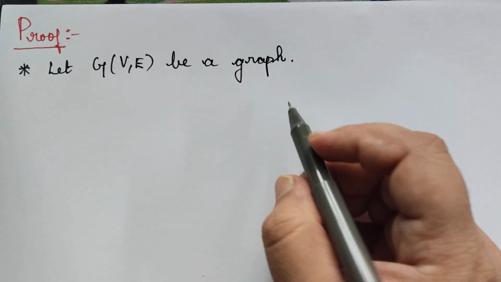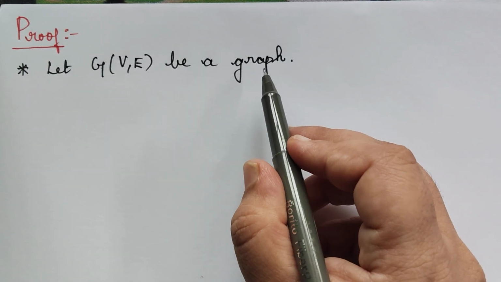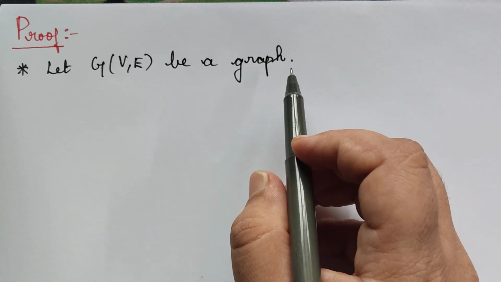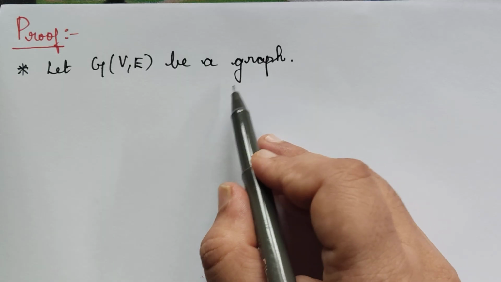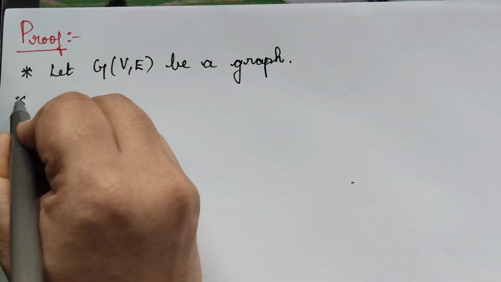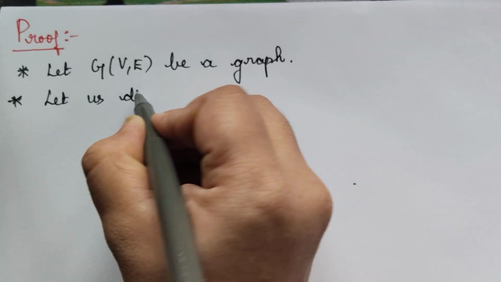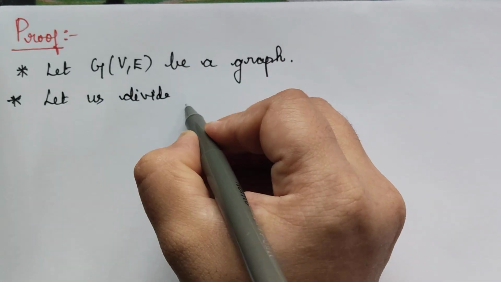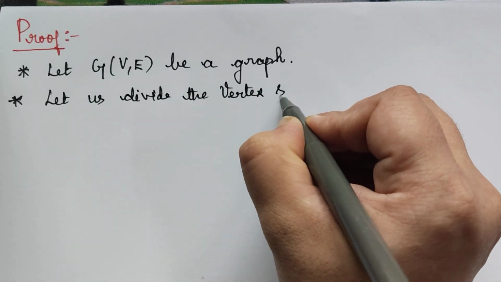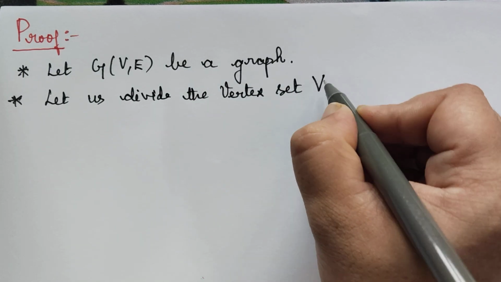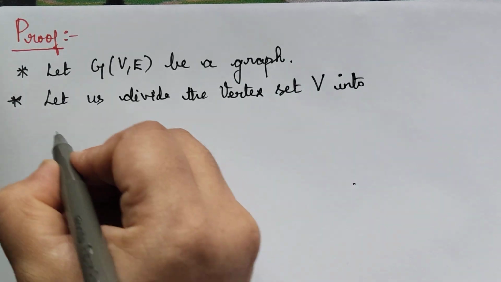And now since we are dealing with degree, and that too in particular odd degree, we shall divide the vertices of this graph as odd degree vertices and even degree vertices. That is, we are going to divide it as two different subsets. So now what are we going to do? Let us divide the vertex set. Let it be capital V. We are going to divide this vertex set into two subsets.